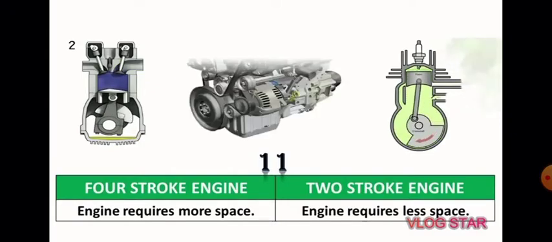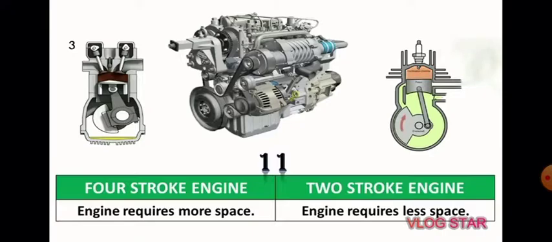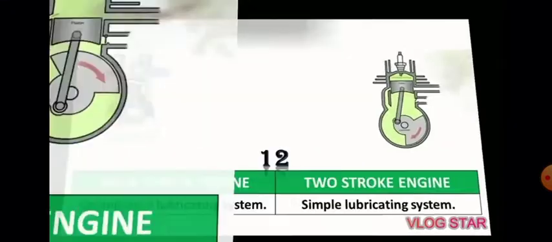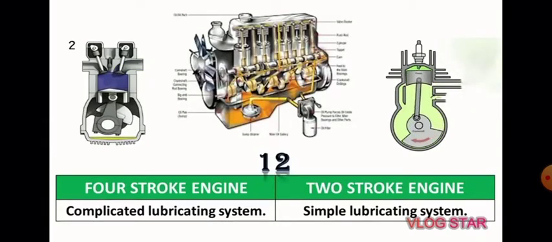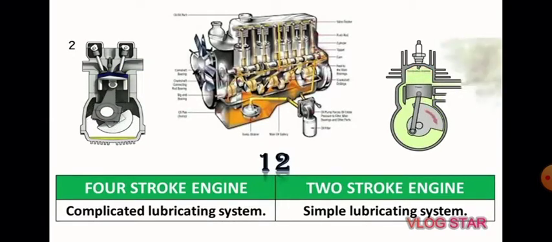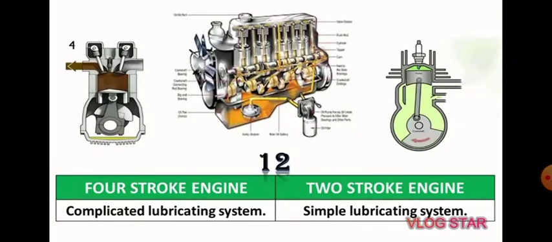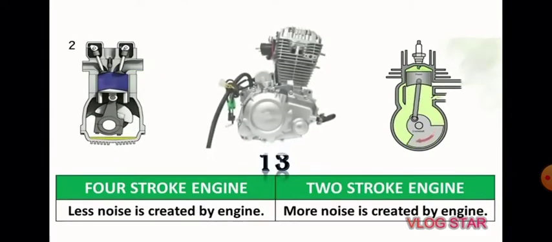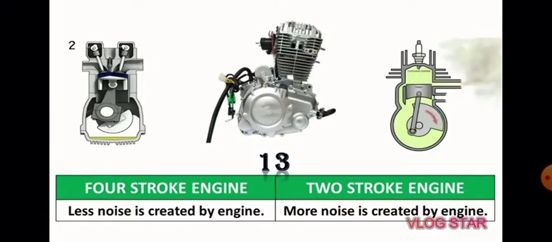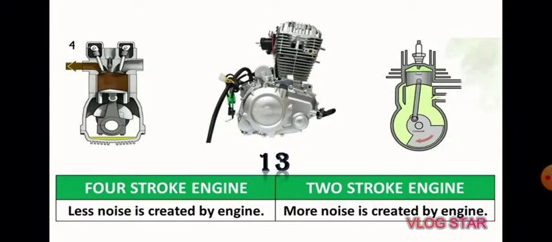A 4-stroke engine requires more space as it has a complicated design, whereas in case of 2-stroke engine it requires less place. A 4-stroke engine has a complicated lubricating system, whereas a 2-stroke engine has a simple lubricating system, as shown in the figure you can observe over here. A 4-stroke engine is less noisy, whereas a 2-stroke engine is much more of a noise creator as compared to a 4-stroke engine.